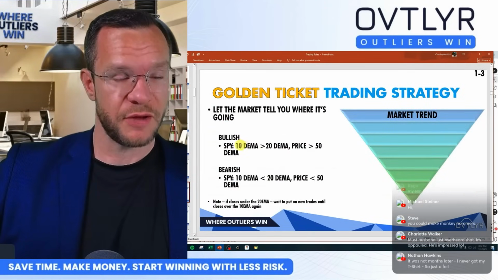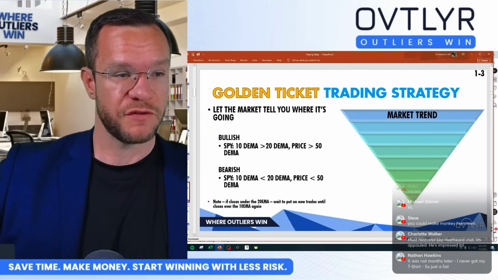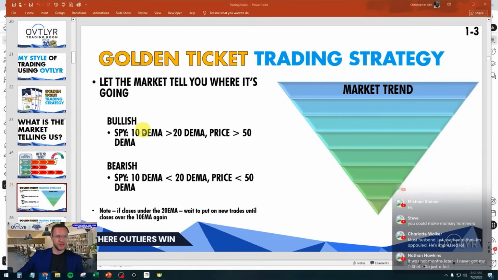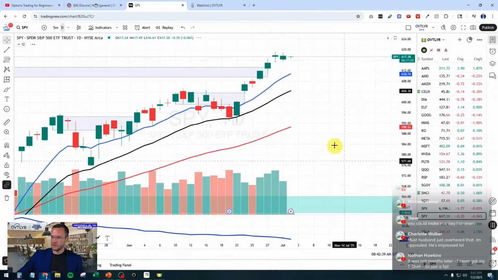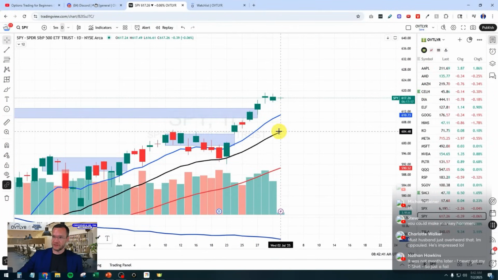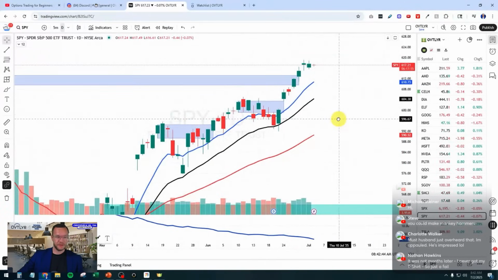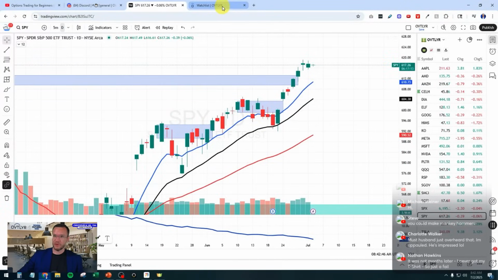So the trend that we're looking for is the 10 over 20, price over 50. That is what I call the outlier trend template, with the 10 over the 20, price over the 50 on the market and on every stock out there. So let's go to the SPY. And we still have the 10 over 20, price over 50 here on the SPY. Too easy. We can know that from a moment's notice.